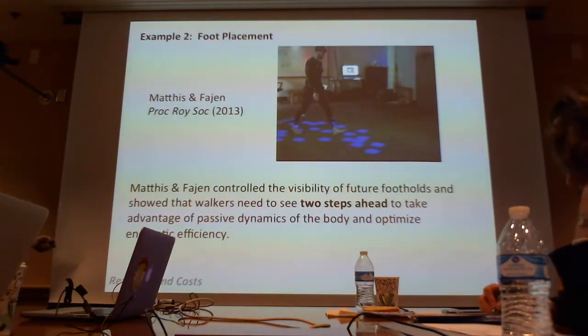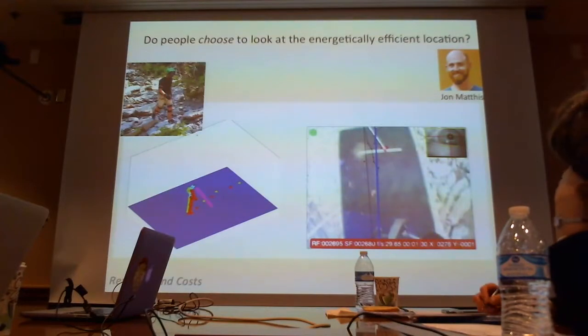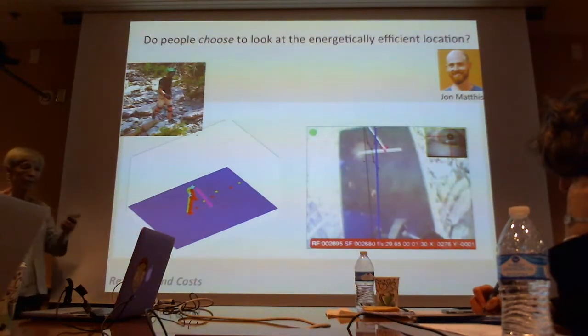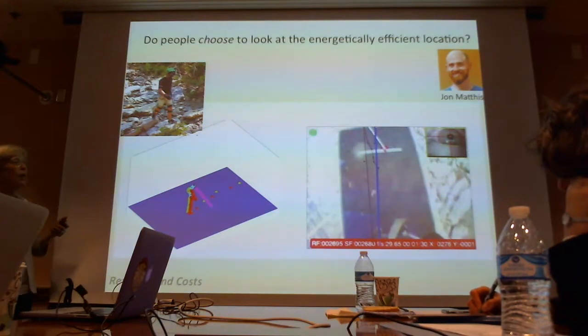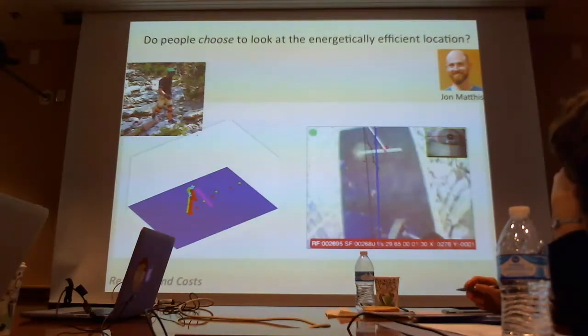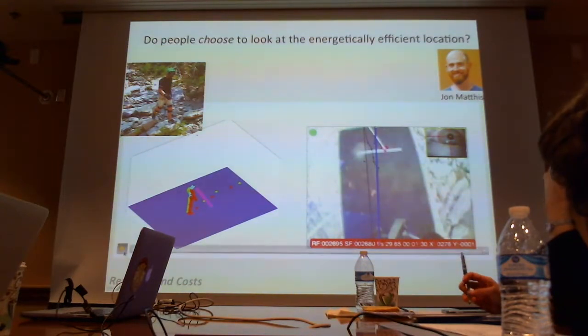So what John has done at UT is ask the question, well, okay, you need to see 2 steps ahead, but what do you actually do? Is this where you choose to look? So he instrumented the body. This is the Motion Shadow body tracking system, and the eye. This one under here is the Positive Science tracker. We've lately been using the Pupil Labs.